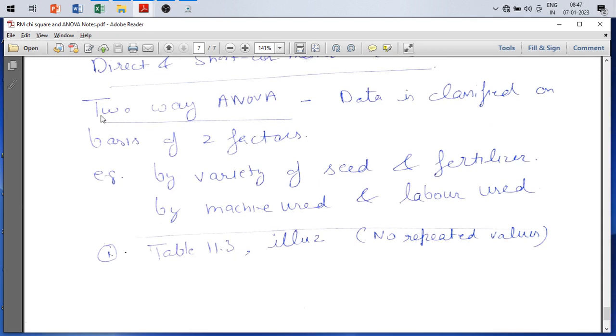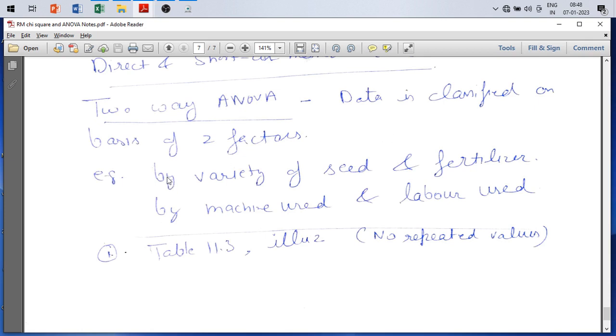Okay, now there is another which is called two-way ANOVA. In two-way ANOVA, data is classified on the basis of two factors. The previous one was called one-way ANOVA because data is classified on the basis of just one factor. In our example, that factor was seed variety. Seed variety was A, B, or C. Okay, it was classified on the basis of just one factor. If it is classified on the basis of two factors, it is two-way ANOVA.